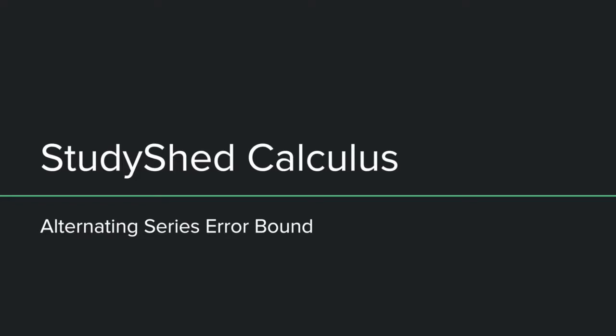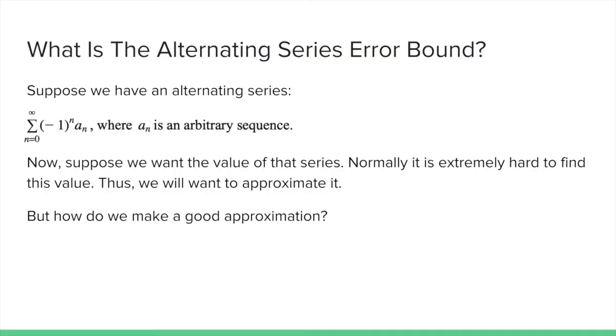Today we'll be going over the topic of the alternating series error bound. So what is the alternating series error bound? Suppose we have an alternating series, the sum from n equals 0 to infinity of -1 to the n times a of n, where a of n is an arbitrary sequence. Now suppose we wanted to find the value of the series. Normally it is quite hard to find this value, so we would approximate it. But the question is, how do we make a good approximation? We use the alternating series error bound.